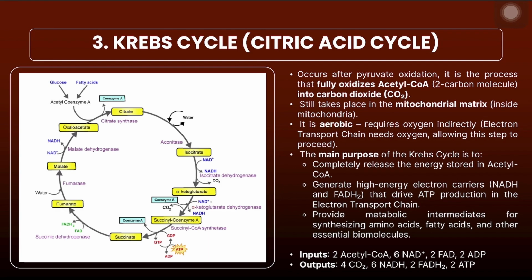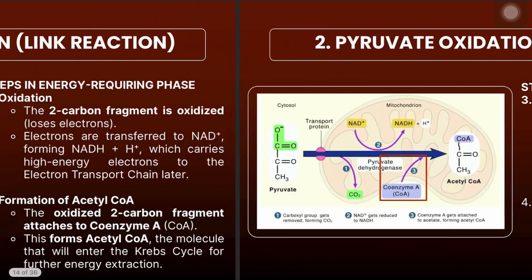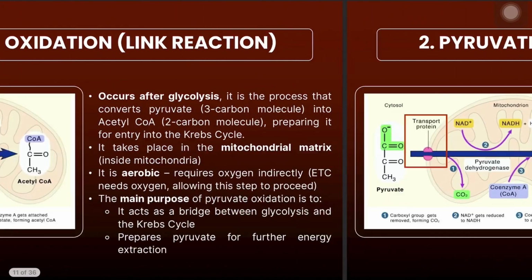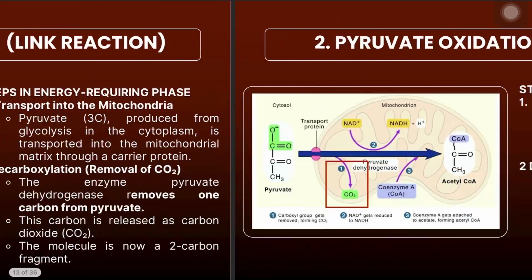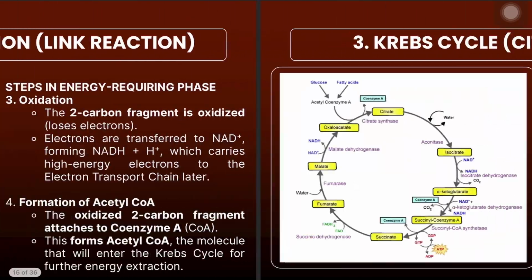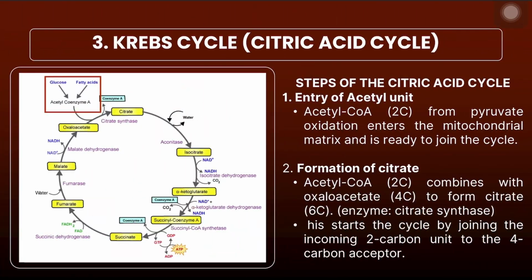So for each turn of the cycle, it handles one acetyl-CoA molecule. But since one glucose molecule produces two acetyl-CoA, or from the one glucose molecule a while ago we produced two G3P, right? So from there, we also have 2 acetyl-CoA. And because of that, the cycle will also turn twice per glucose.